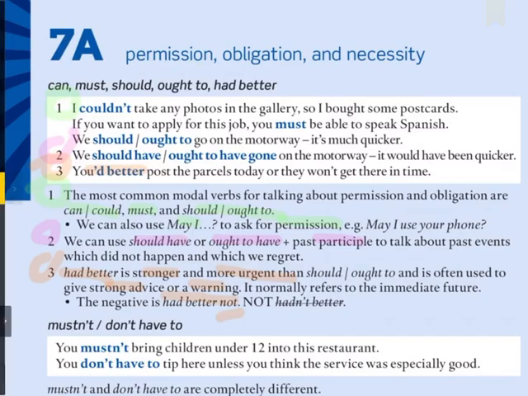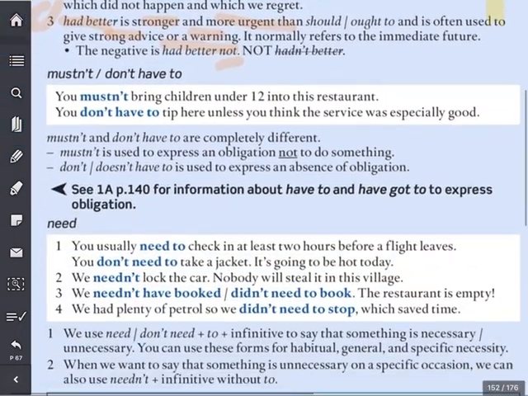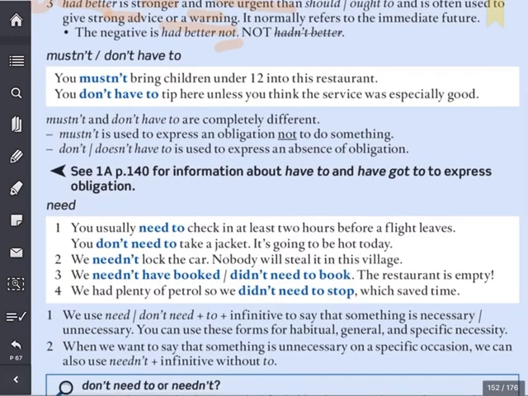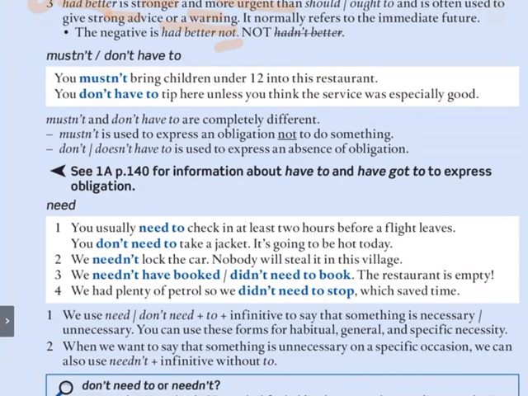Okay? Now, let's move on to mustn't and don't have to. Now, these are a little bit tricky. Let's see. You mustn't bring children under 12 into this restaurant. You don't have to tip here unless you think the service was especially good. Now, mustn't and don't have to are completely different. Be very careful. They are completely different.